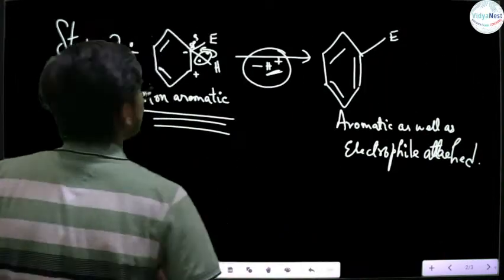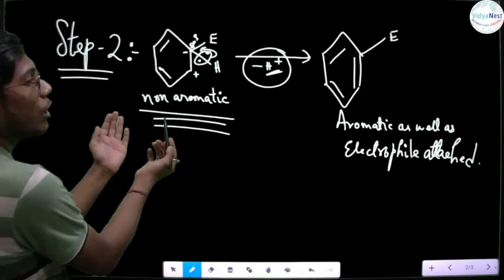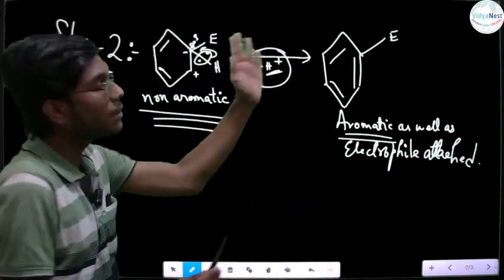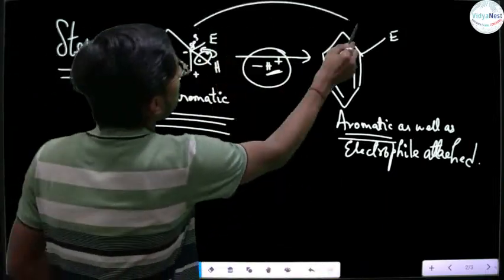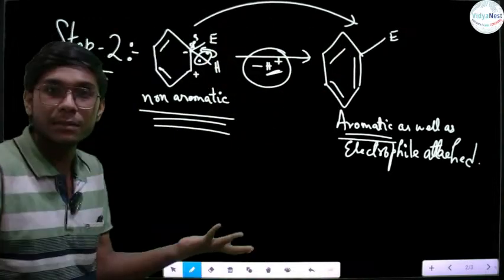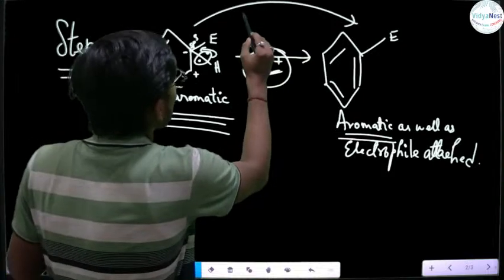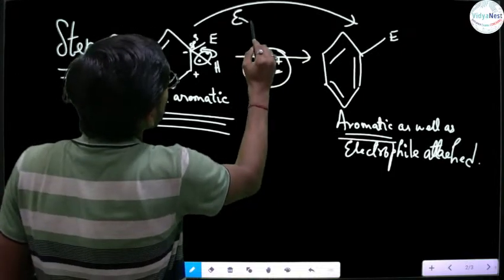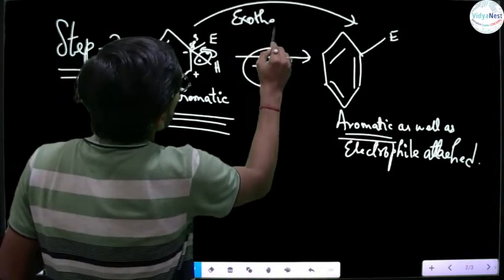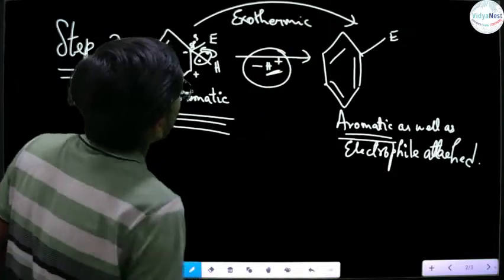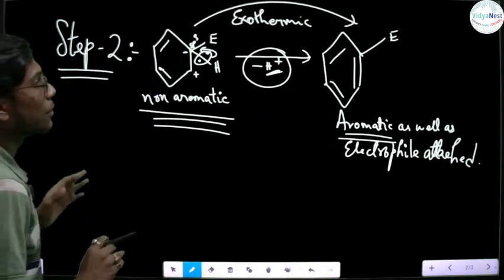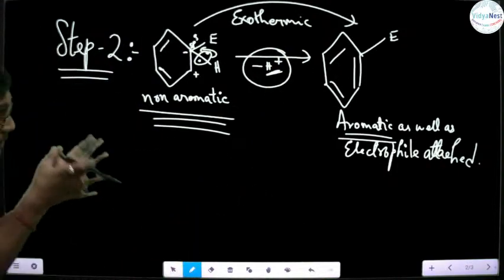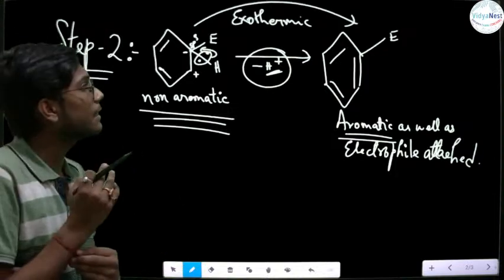So again, we can observe that this is a non-aromatic to aromatic, so it's a very much highly feasible process. So it's a highly exothermic process. It will be highly exothermic or a feasible process. From the accounts of thermodynamics, we know this will be a highly exothermic process. Okay. So that's all about this mechanism of this reaction. I think that's all about it.